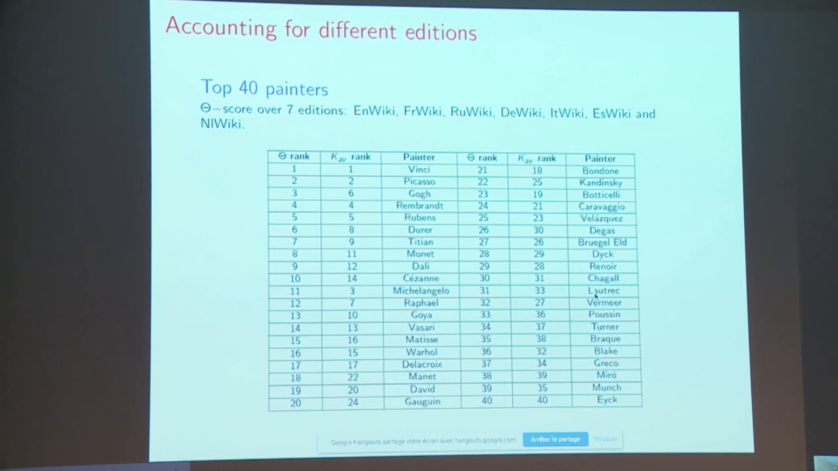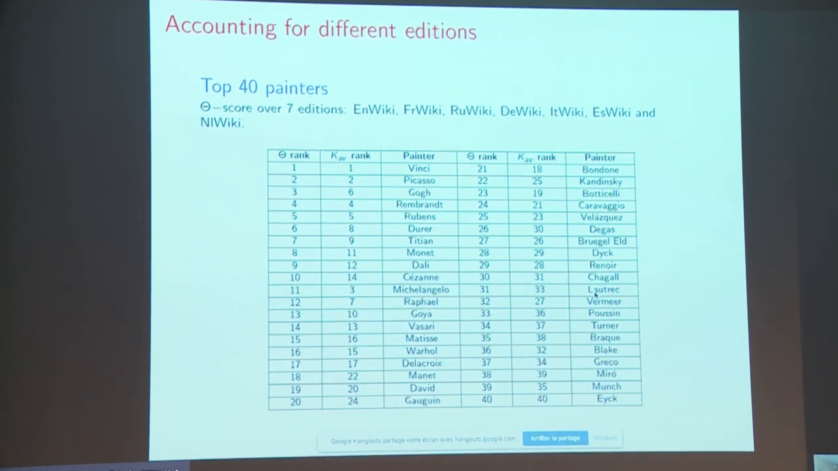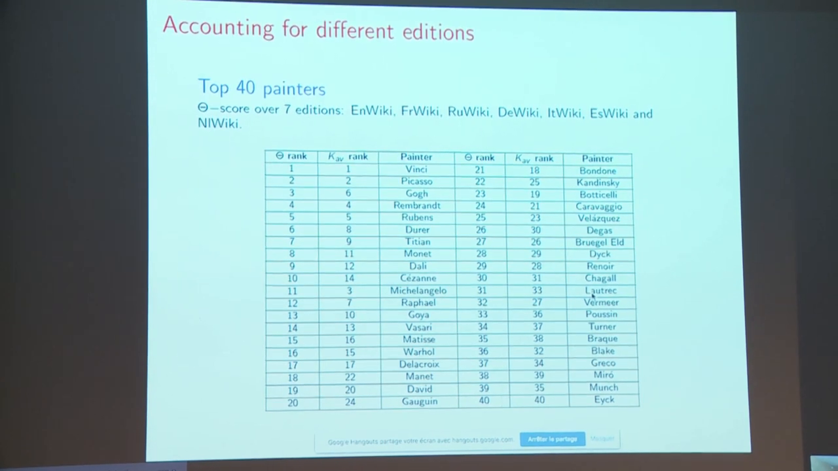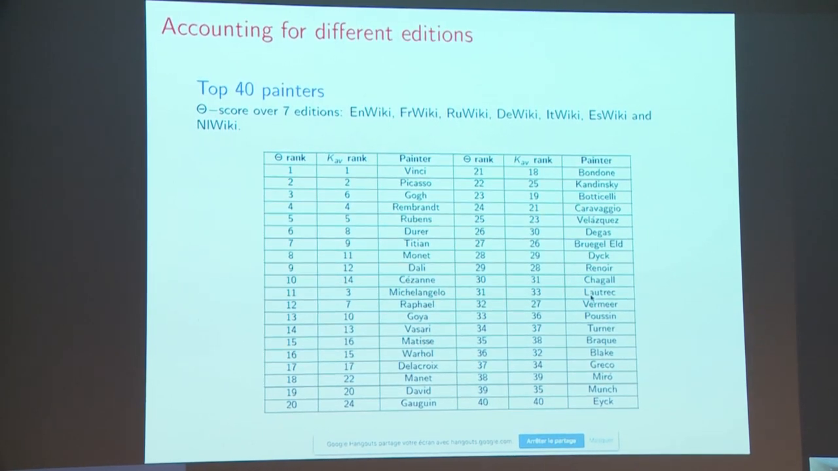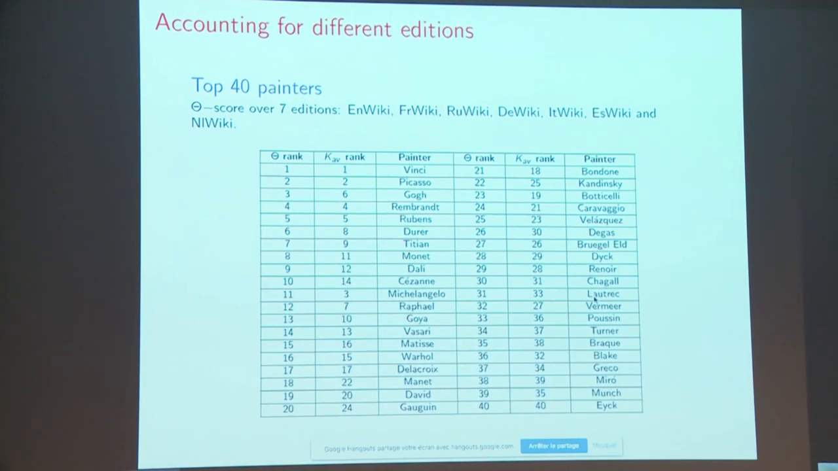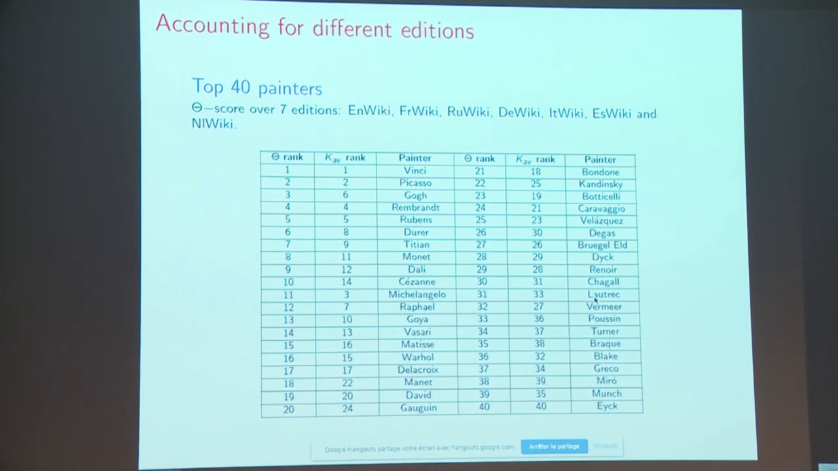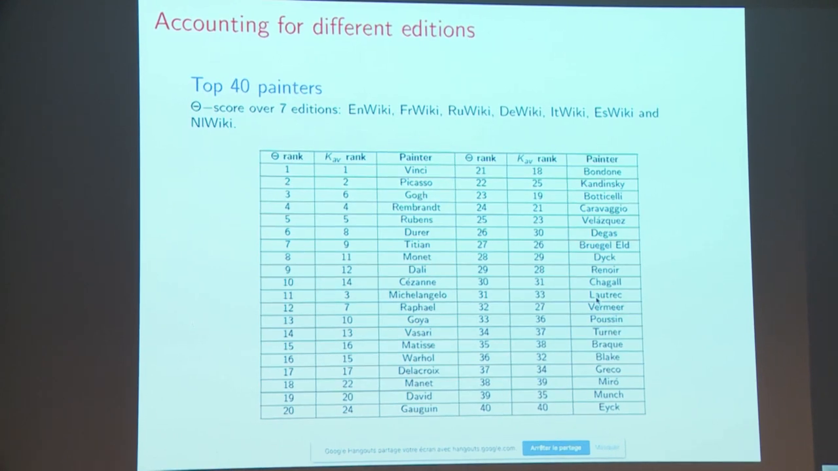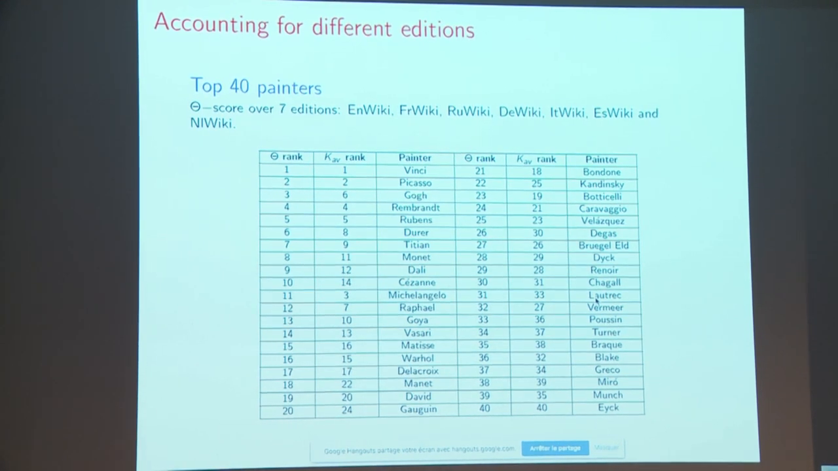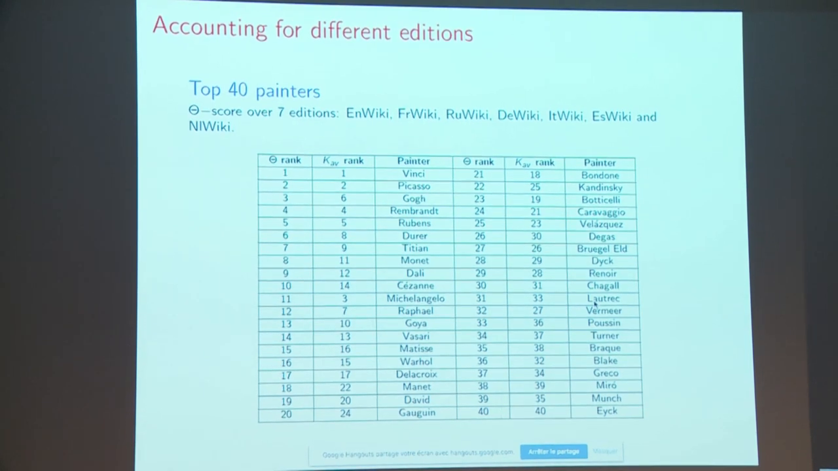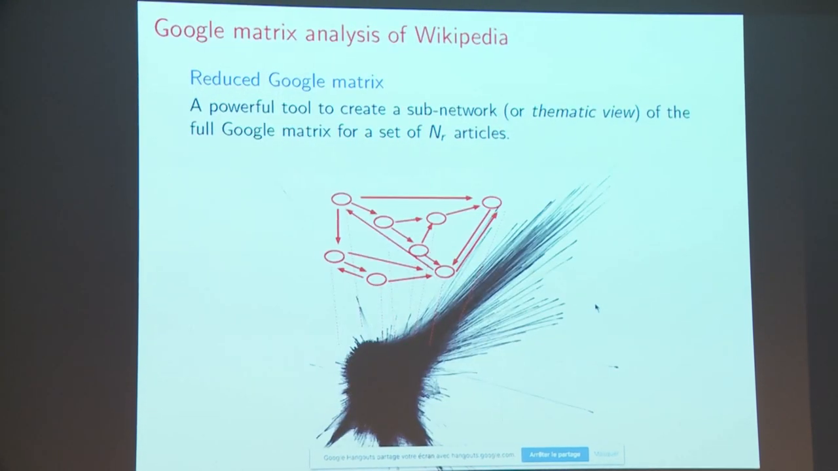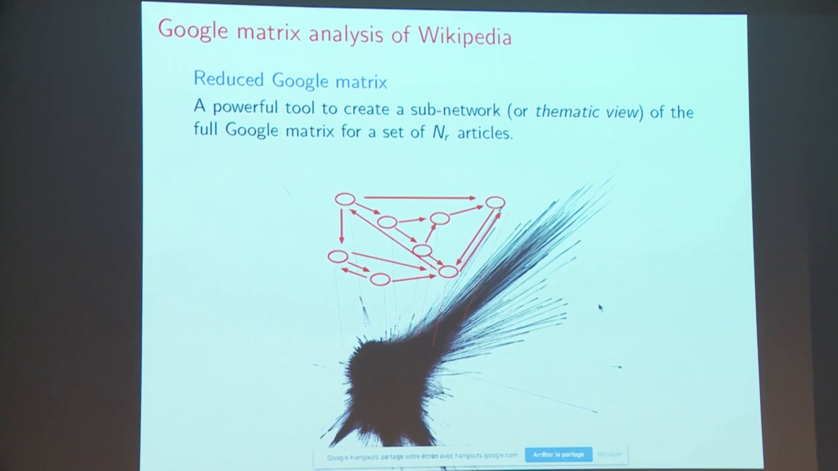I have shown you the two sets, the set of 40 countries and the set of 40 painters we have extracted, which is more related to the 7 editions that we are looking at. And based on these subsets, we will try to find a better representation of the interactions among all these painters, all these countries, and how they interact together using the theory which is called the reduced Google matrix.